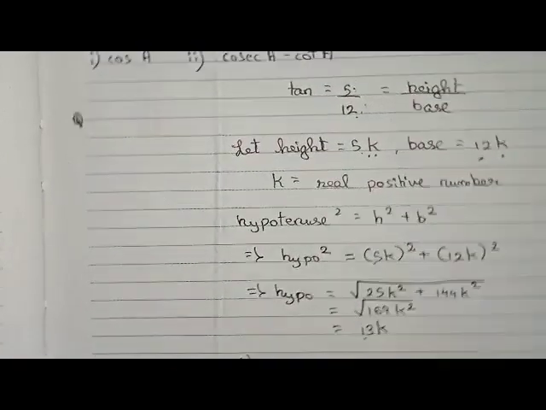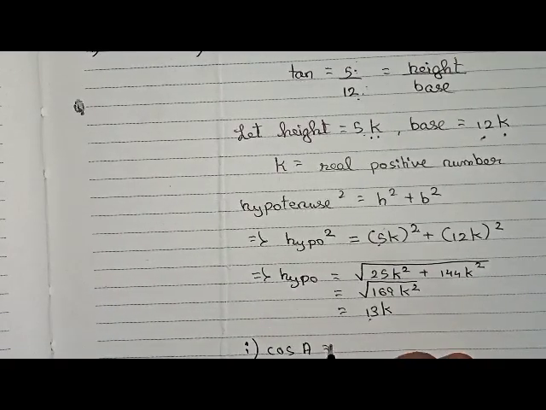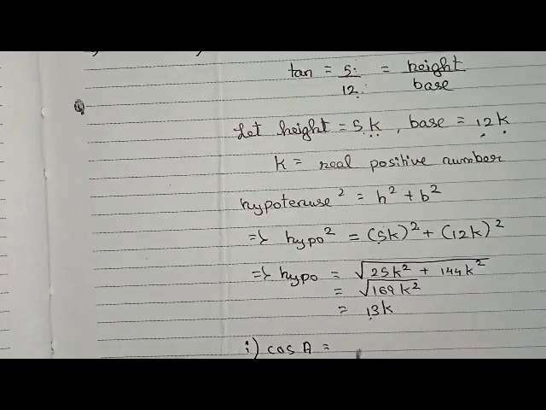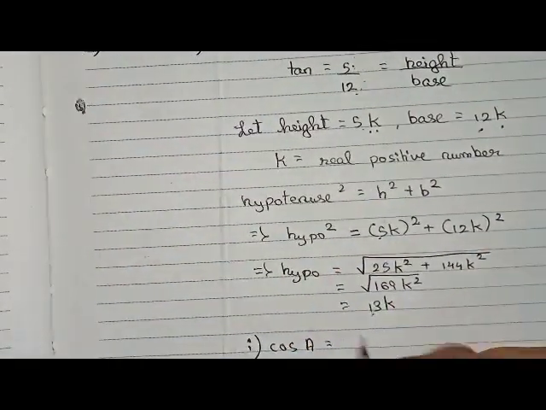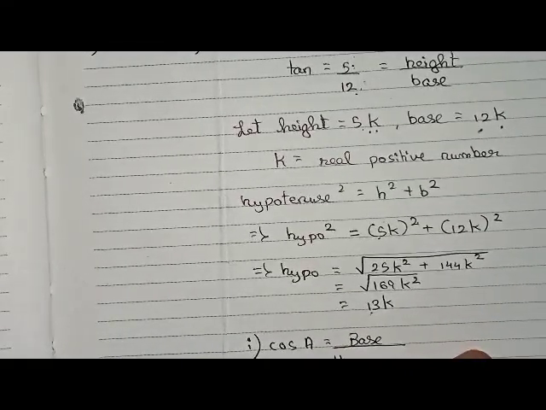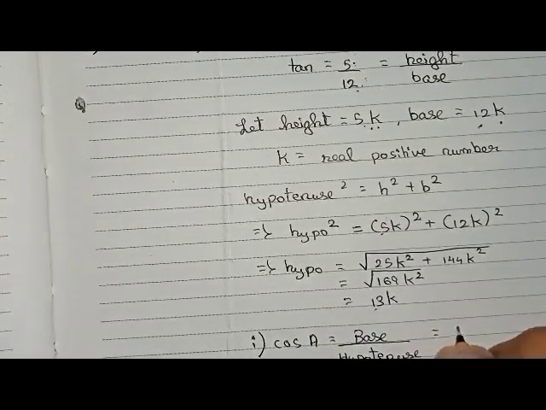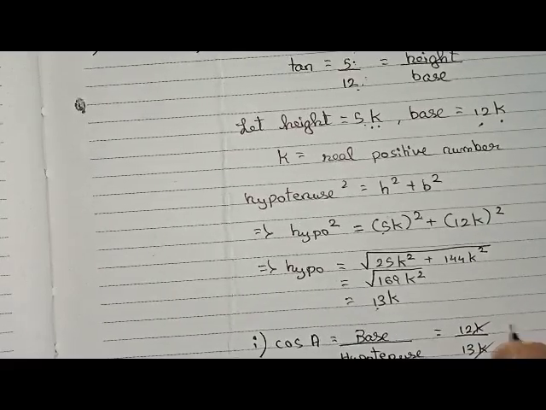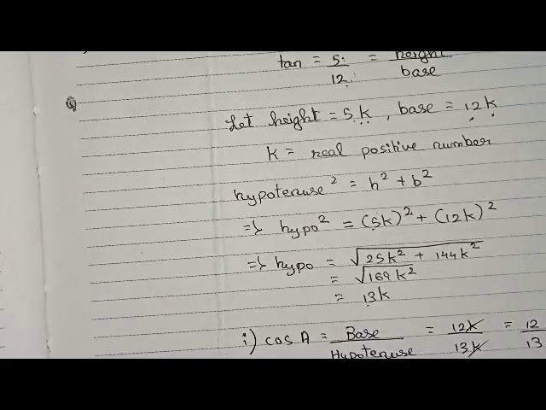Now question number 1, cos A. So cos A means base by hypotenuse. So base is 12k. We write base by hypotenuse. Base is our 12k, hypotenuse is 13k. So k got cut, so only 12 by 13. So this is the ratio we got.